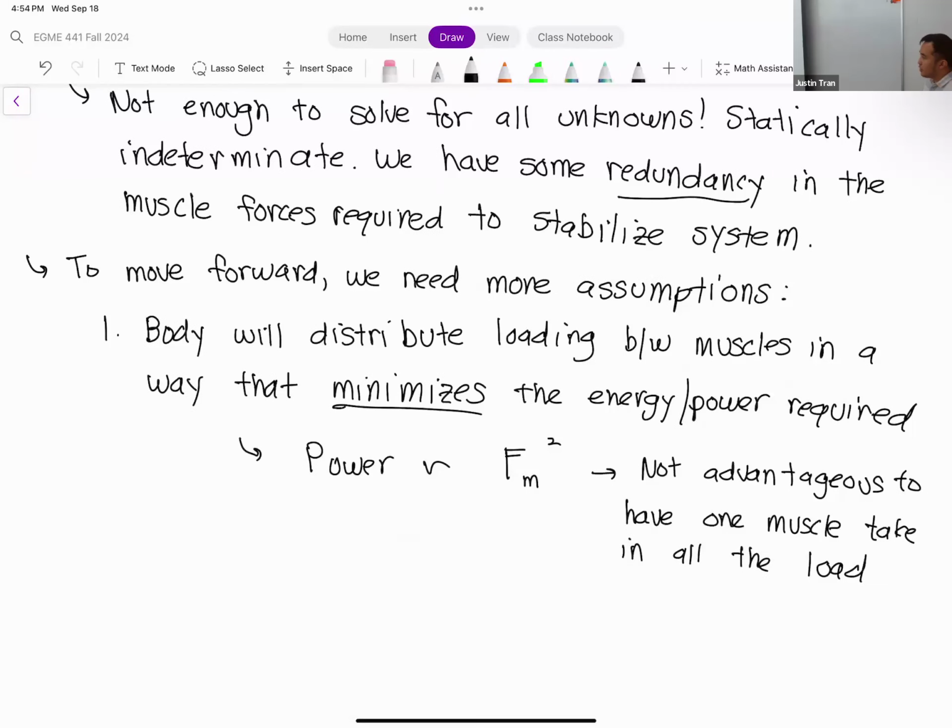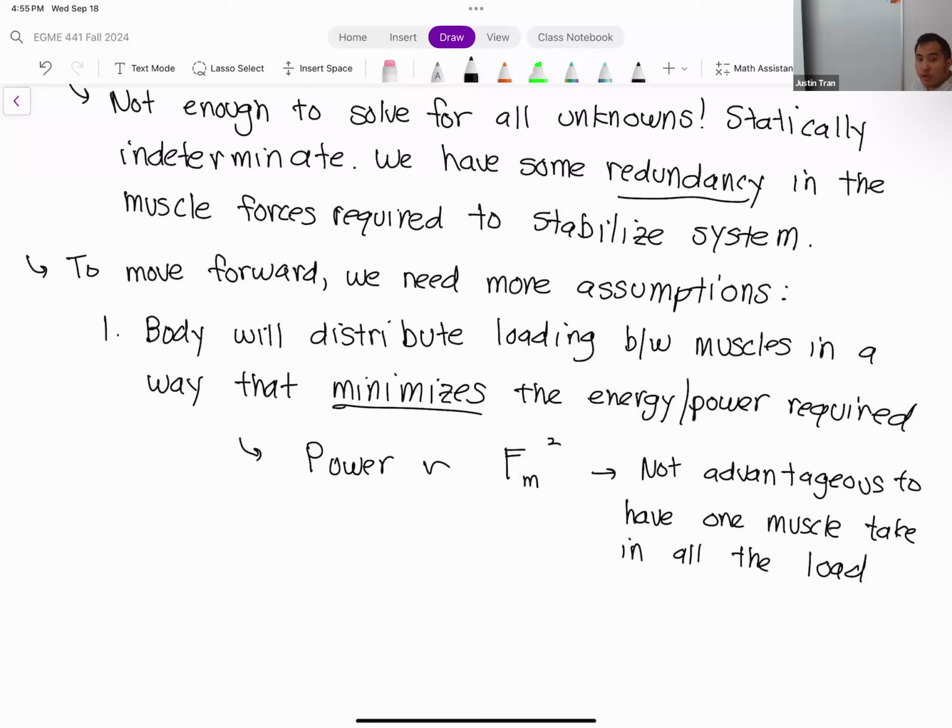And so you may look at this and say, yeah, that makes sense. So should we just divide the amount of force that's required by 3? Unfortunately, it's not that simple, because there are other factors, like the different moment arms for the different muscles, that also play a role.